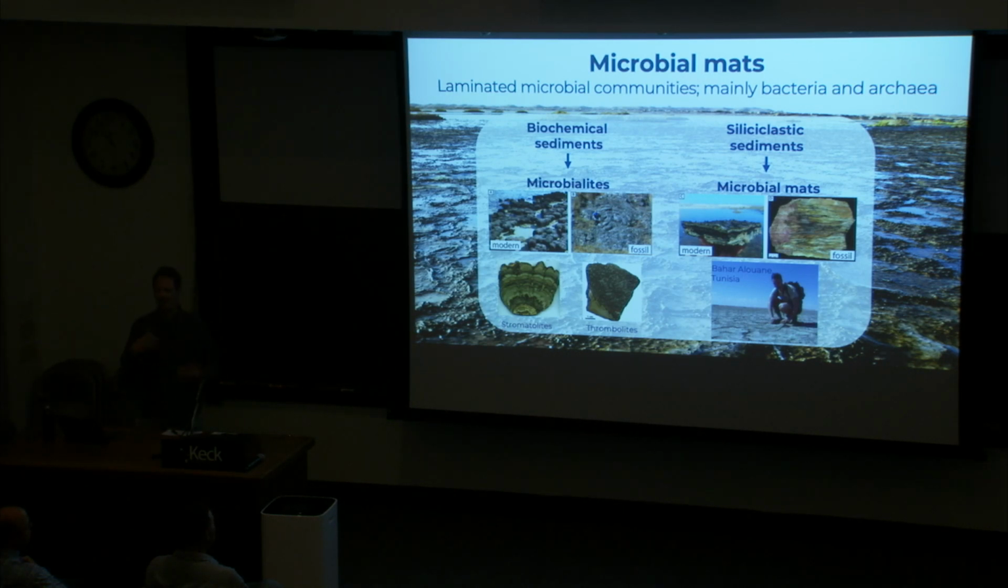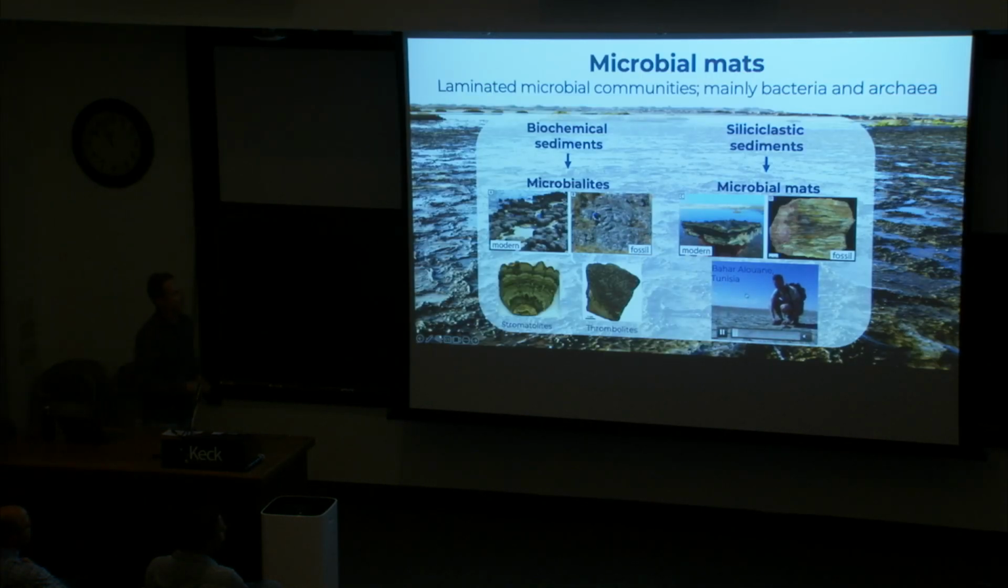The oldest accepted stromatolites are 3.5 billion years in age, coming from the Pilbara Craton in Australia, but also in sandstone environments, so in former coastline environments, microbial mats are thriving, and under the right conditions, they can also be preserved in the rock record. And here's a little video I wanted to show you.